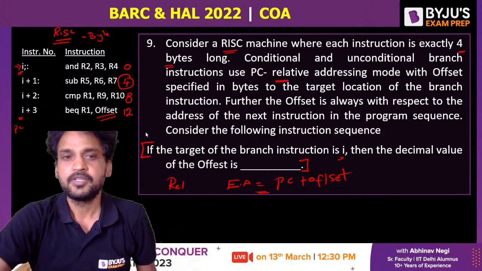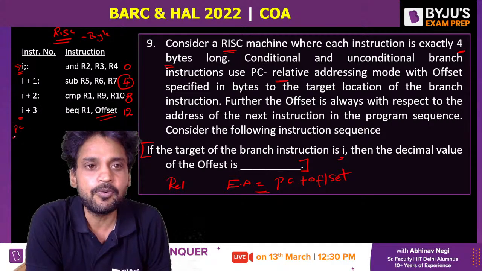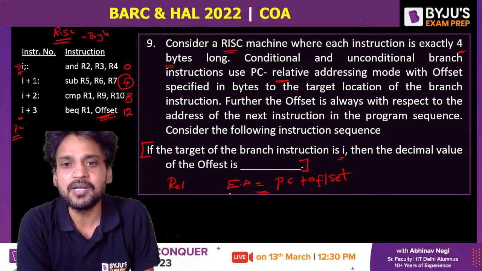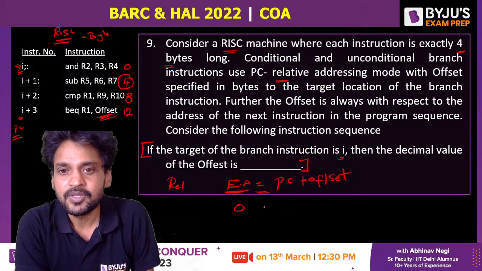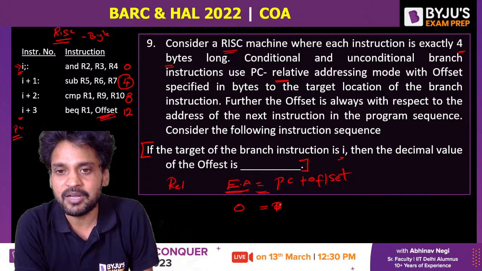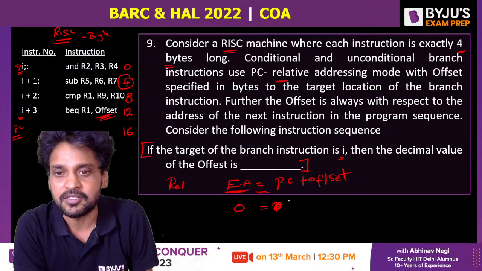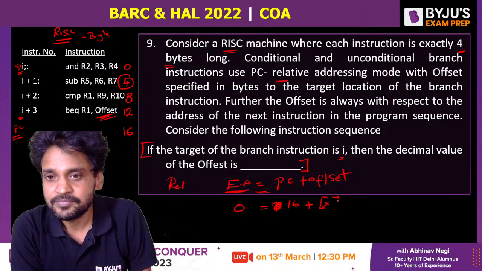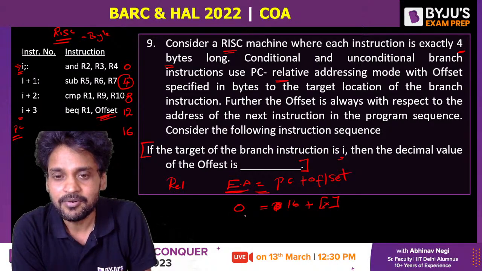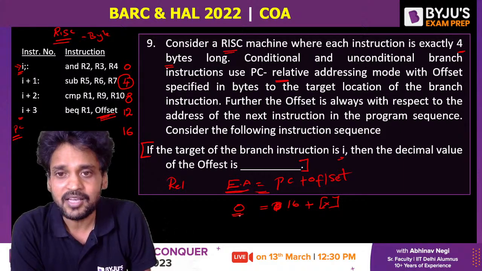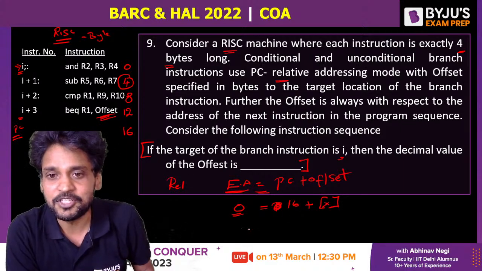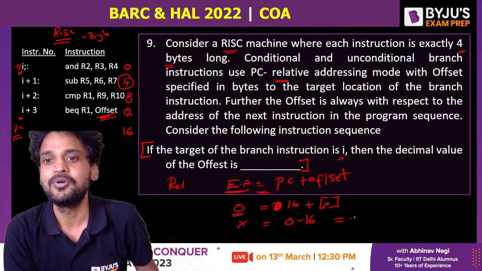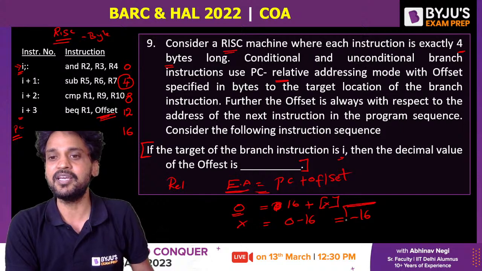Now the program counter must be added to the offset in order to get the target address. It will be very simple. Effective address is 0 plus program counter value. What is the program counter value? The program counter value is equal to 16. So 16 plus some x. Now what is the effective address right now? The effective address is equal to 0. We are asked for the offset. X is equal to 0 minus 16, which is equal to minus 16. So the option will be minus 16.